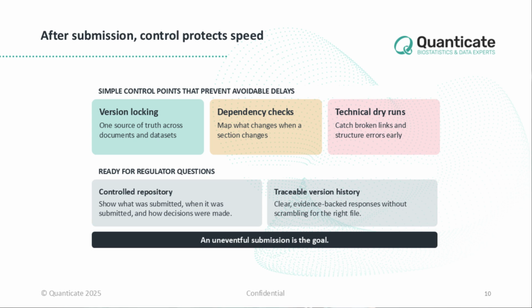After submission, teams should be ready for regulator questions that need clear evidence-backed responses. A controlled repository and traceable version history will make it easier to show what was submitted, when it was submitted, and how decisions were made. Therefore, when timelines are tight, it's clarity and control that protect speed. Version locking, dependency checks, and technical dry runs are simple control points, but they prevent many avoidable delays.